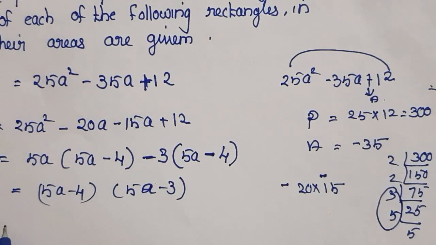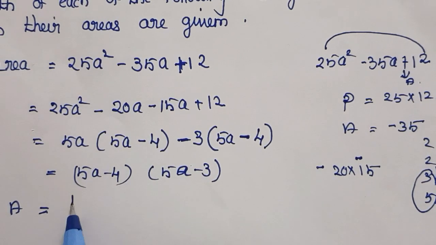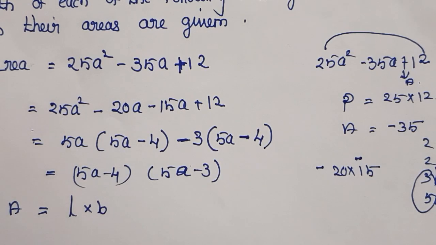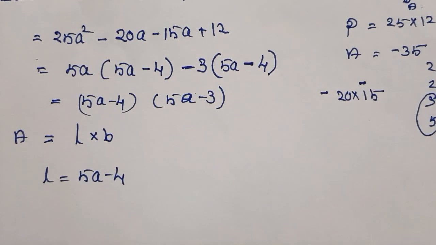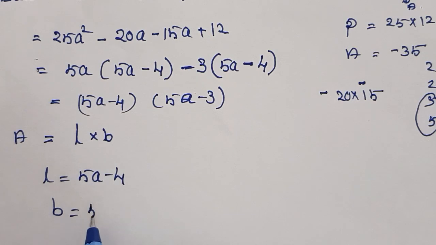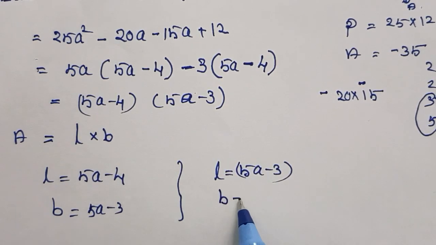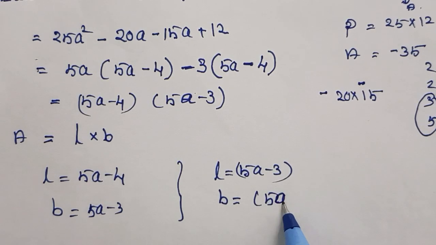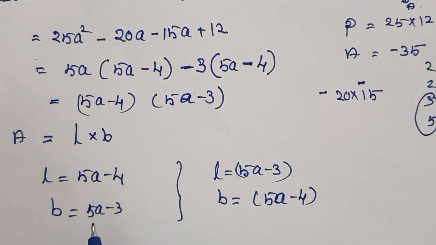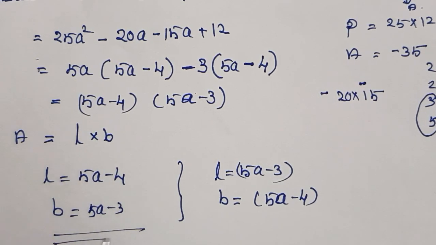But we know that area of a rectangle, area equal to length into breadth, isn't it? So length equal to, either it will be 5a minus 4 or 5a minus 3. If we are taking length as 5a minus 4, then breadth equal to 5a minus 3. If you are taking length as 5a minus 3, then breadth will become 5a minus 4. Okay, the first possibility, or we can take the length as 5a minus 4, then breadth equal to 5a minus 3.